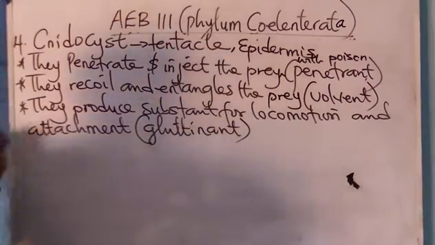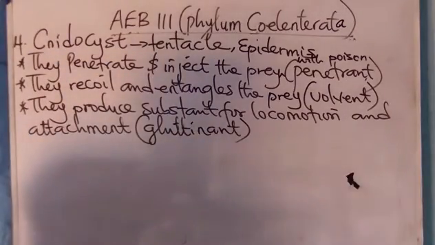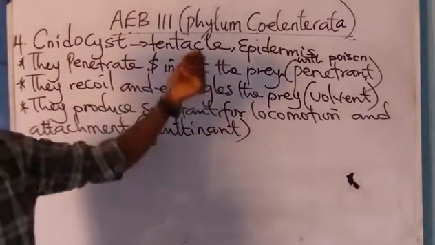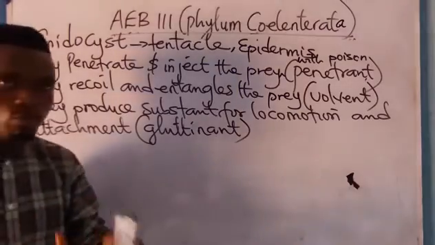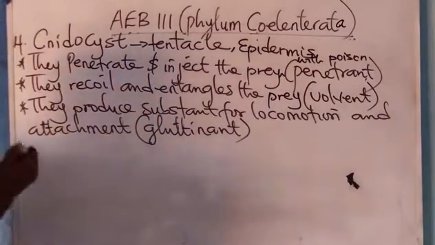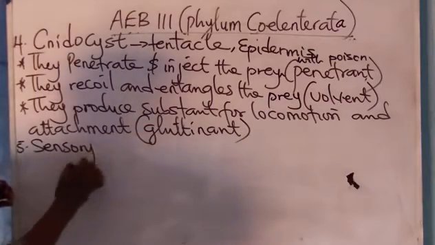All right, take note of that. So these are the features of the cnidocysts. They are found on the epidermis and as well as what? The tentacles. Tentacles, I told you, are meant for what? Movement, locomotion. And number 5, you have the sensory cells.